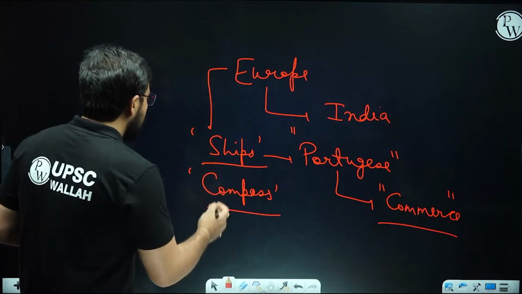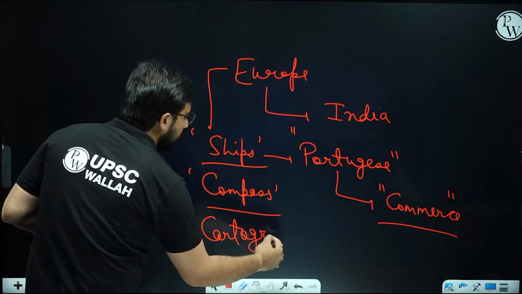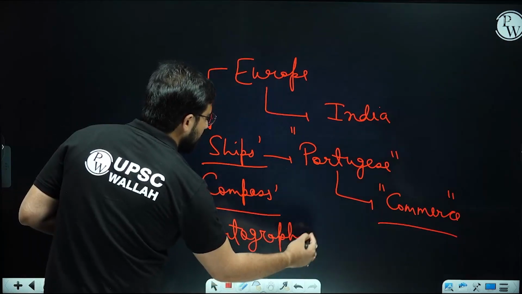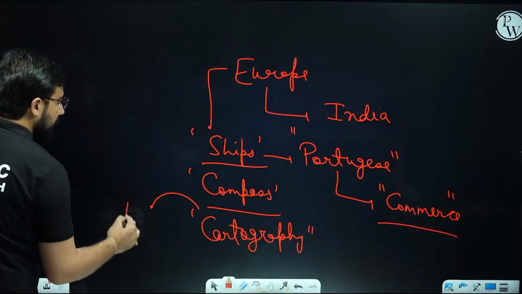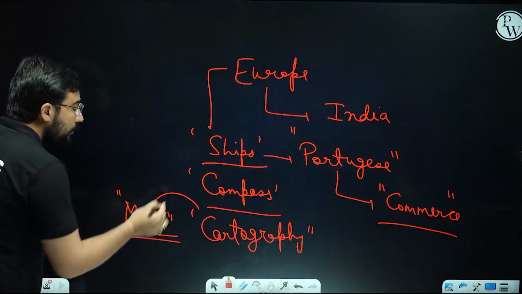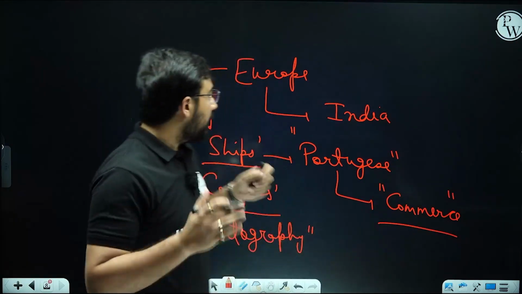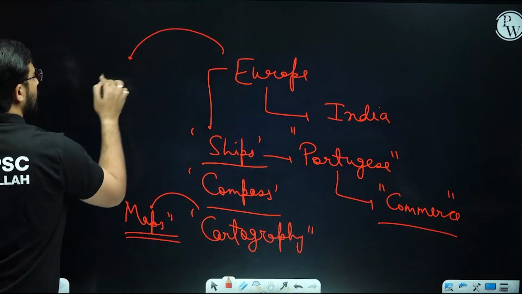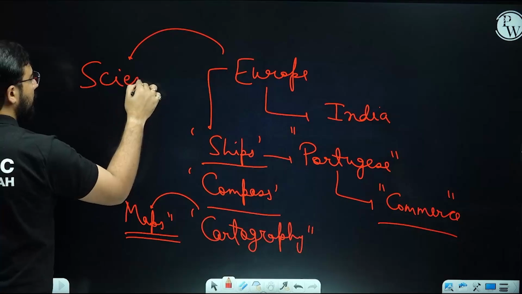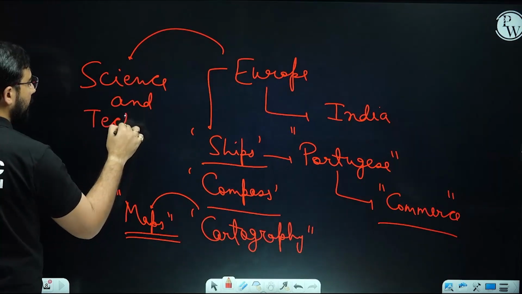And most importantly, cartography. These travelers kept on making maps so that in the future other travelers could also reach the places that they had already visited. So science and tech was now becoming prominent in Europe.